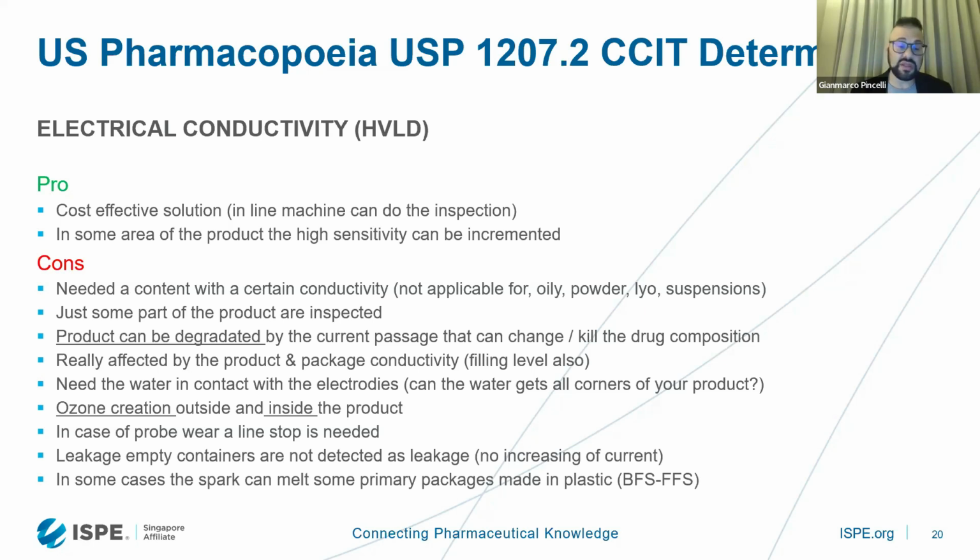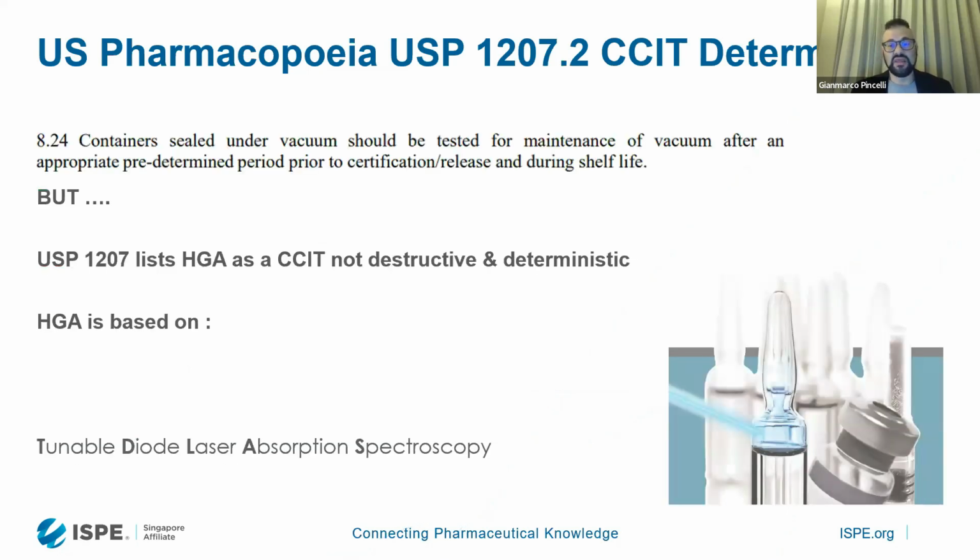Then, if you have an empty container because of a big leakage, so you have a big leakage on the product and over the production chain you are losing all the content, that cannot be detected by the HVLD system because the product is empty. So if you don't have any conductor inside of the product, the current is not taking the shortcut and it is not detected. Okay. The last one listed in the four technologies is the headspace gas analysis.